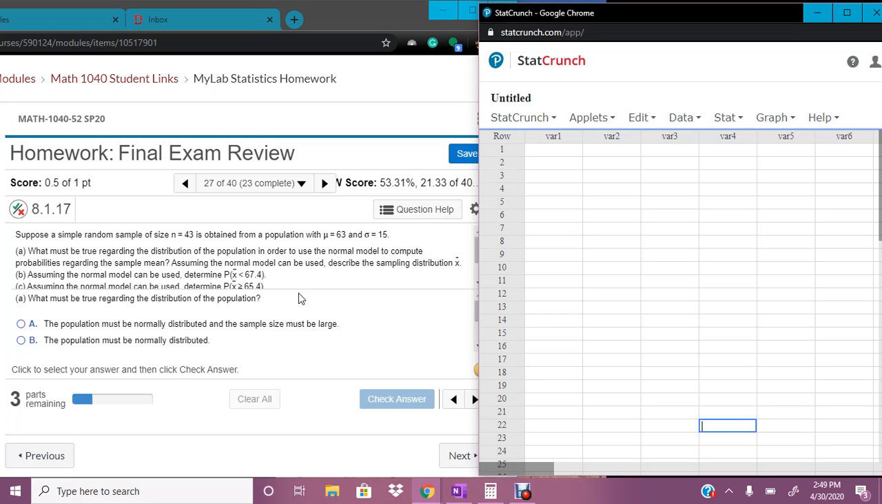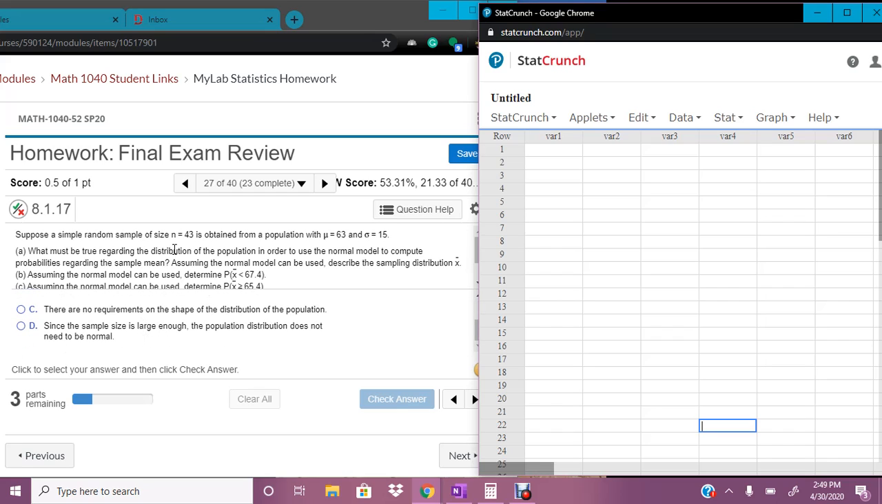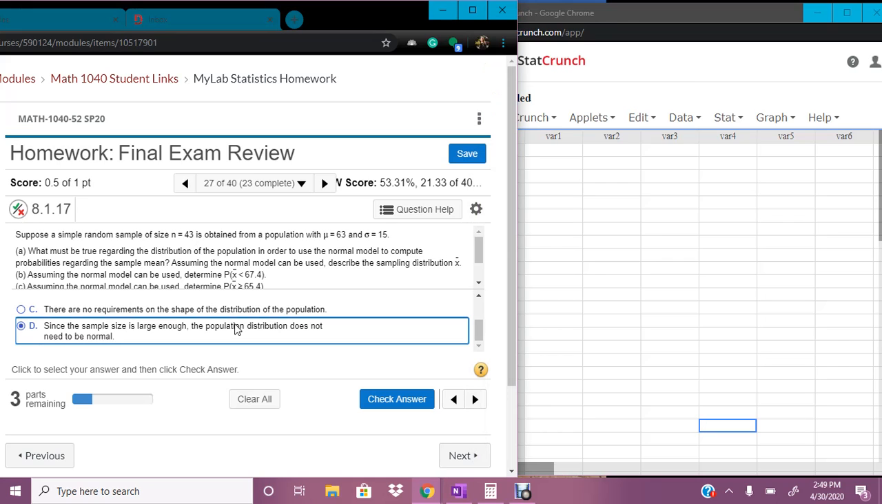All right, so 27 of the final review. We are going to be using a normal calculator in this. First, we're going to prove that we are able to do that by seeing if it fits the normal qualifications. In this case, our sample size is 43. If the sample is greater than 30, then it's large enough that the population does not have to be normal.